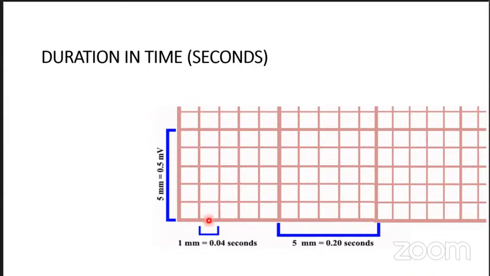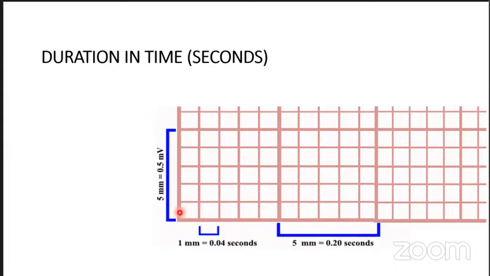Each of these small boxes, in terms of duration, would take 0.04 seconds for the ECG to draw. So it's going to take 0.04 seconds if the ECG were to draw over this small box. If the ECG were to draw from here to here, what do you think it would be? Obviously, it's 0.04 seconds times the 5 small boxes, and that would be 0.2 seconds.